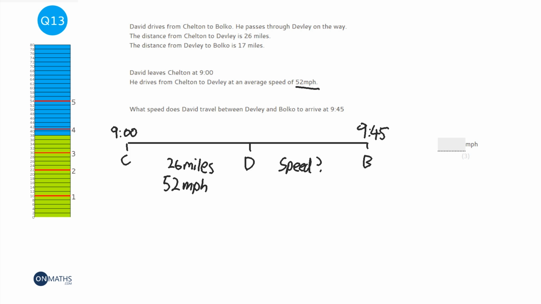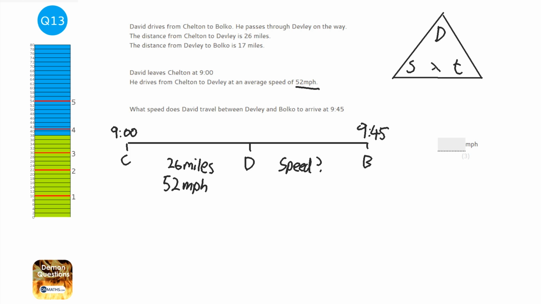Okay, so it's clear in this question that we're looking at the relationship between speed, distance and time, and most people use the triangle for this, which has speed, distance at the top and time at the bottom. What you do with this triangle is just cover up the one you're looking for, and it tells you how to work it out. So if you cover up speed, it's distance over time. If you cover up time, it's distance over speed. And if you cover up distance, it's speed times time.